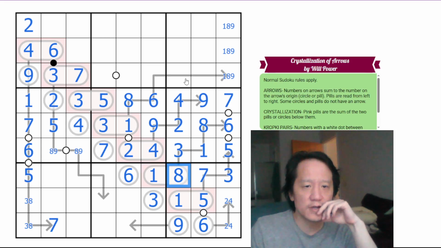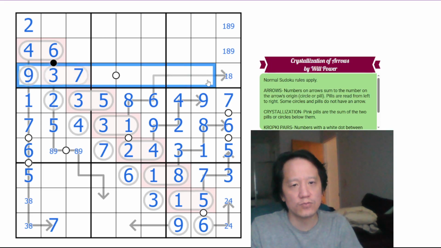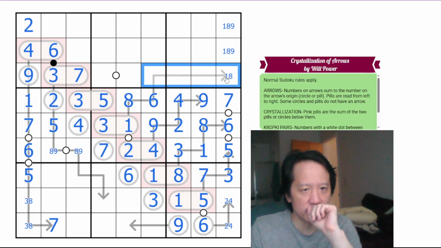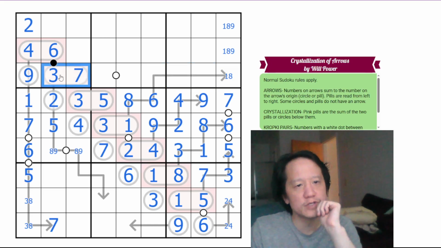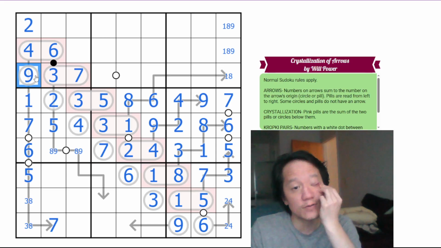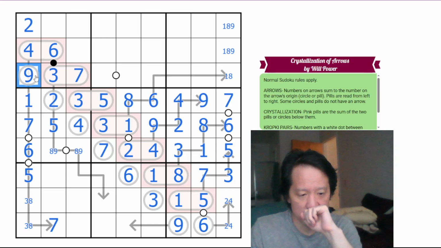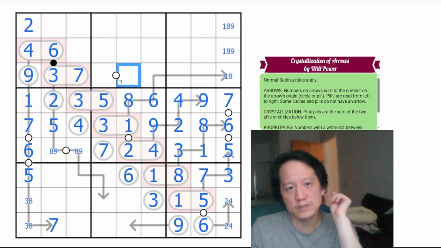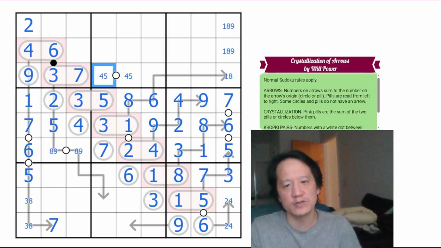Okay, this can't be 9 because of the 9 in the row. This adds up to 14. So the rest of the arrow must add up to 17, right? 31 minus 14 is 17. 17 plus 10 is 27, plus 9 is 36, right? So these two consecutive digits must add up to 9. So it must be 4 and 5. And this can't be 5 because of the 5 in the column. So this is 4. This is 5.